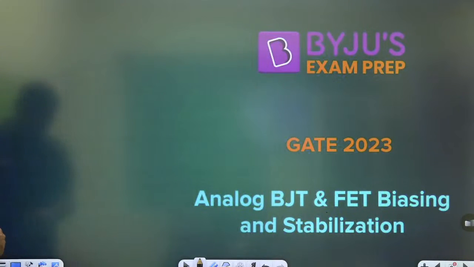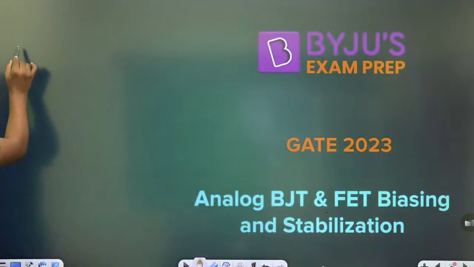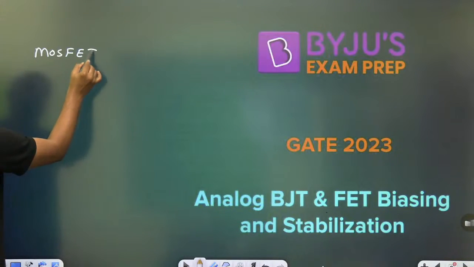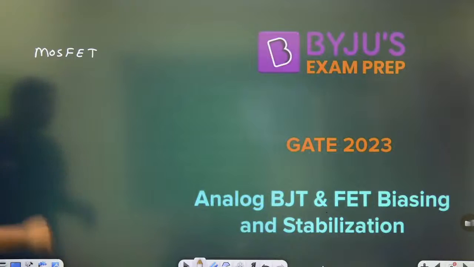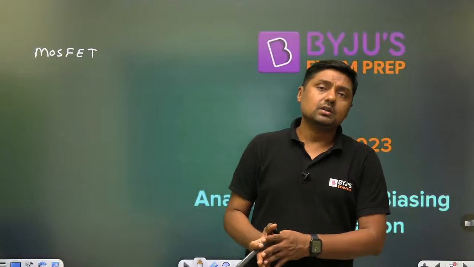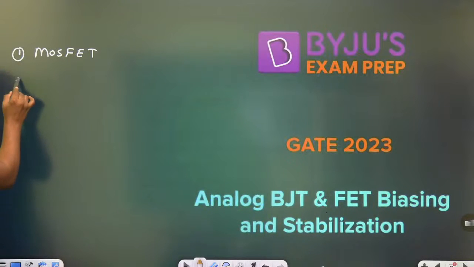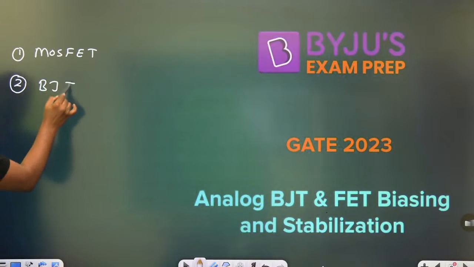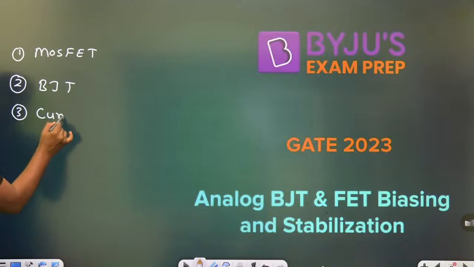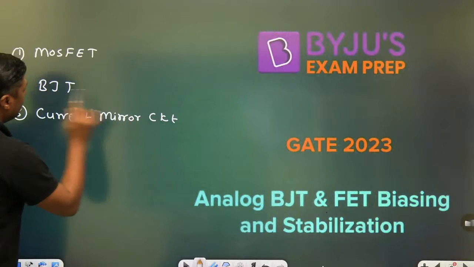Now, in this session, I will cover questions on MOSFET because it is a very important topic. It is in the syllabus. JFET is not in the syllabus of the GATE exam. We have the MOSFET, metal oxide semiconductor field effect transistor. So, biasing and stabilization means we will solve some questions on MOSFET. Then we will solve some questions on BJT. And we will solve questions also on the current mirror circuit.